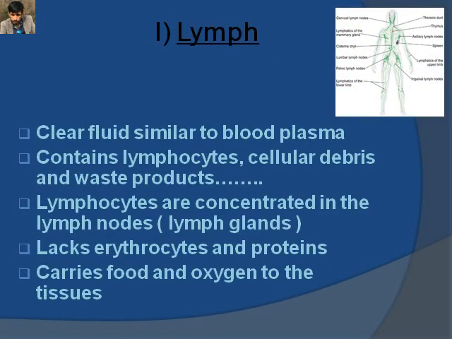Lymph is the clear fluid found in the lymphatic system that is similar to the blood plasma, but it lacks RBCs and platelets as they are bigger in size and remain unfiltered through capillaries. In conclusion, lymph are the extracellular fluids collected in small vessels that help in carrying food and oxygen to the tissues.